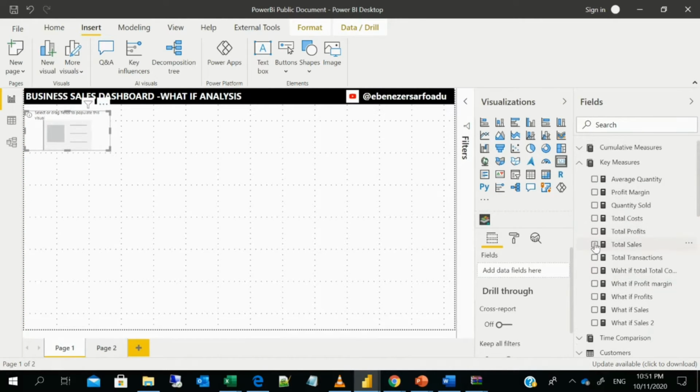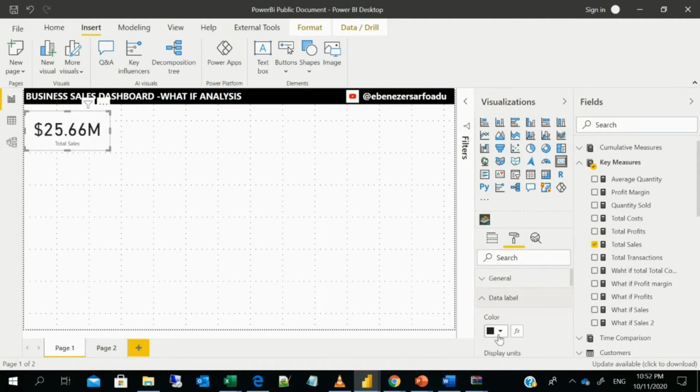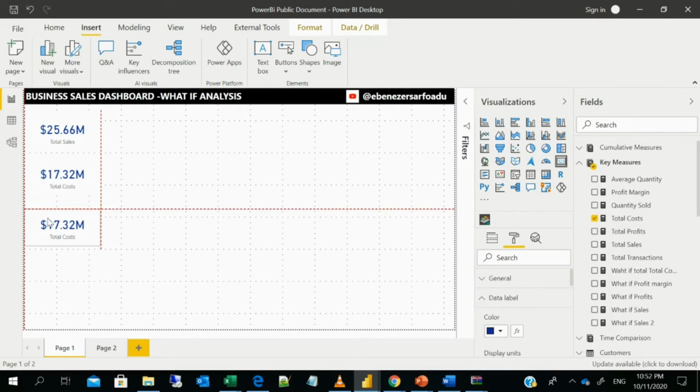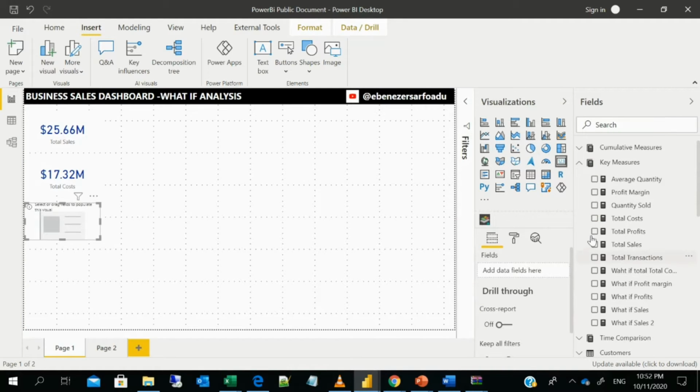So first, let me probably show the total sales, which is important that we know. Let me change the label color and maybe the size to 30. So, all right. So this is our total sales. Let me copy and paste and probably put in our total cost. Then let me copy and paste and change and put in our total profit.